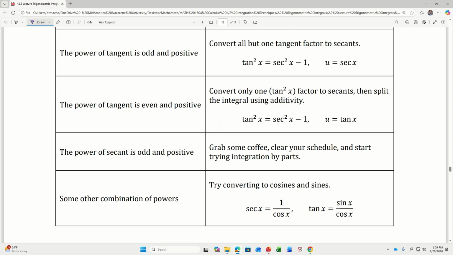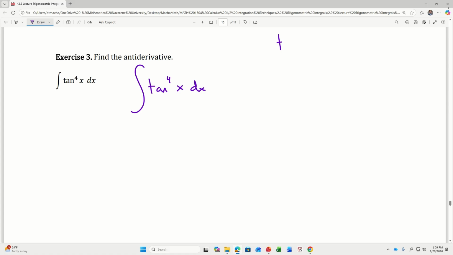So we covered, that last example was an odd power of tangent. Now what happens if the power of tangent is even? What we could do is convert only one tangent squared factor. So let's see what that looks like. If we convert only one tangent squared factor, we're going to want to do that in the case where I have an even power of tangent, like if I have tangent to the 4th. And I've got the knowledge that tangent squared is secant squared minus 1.